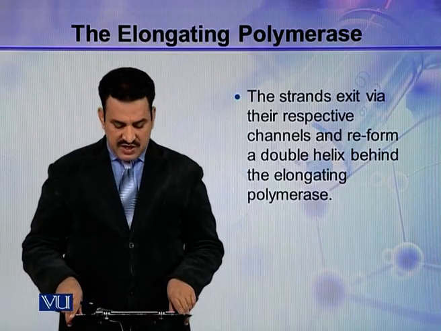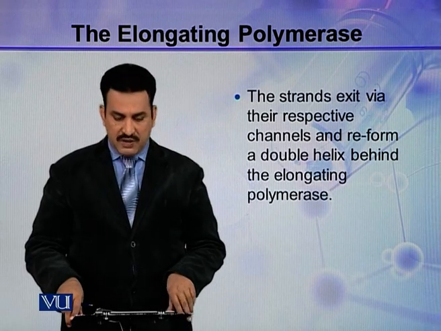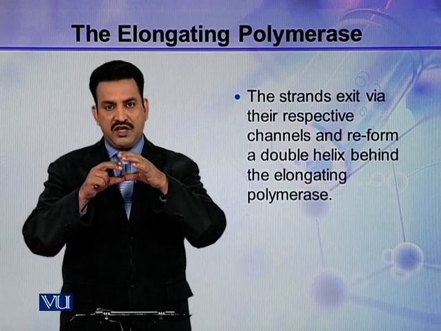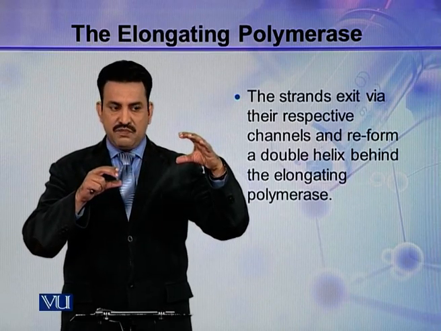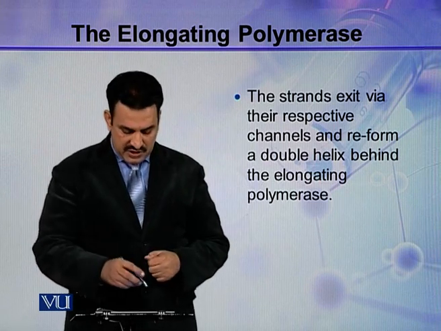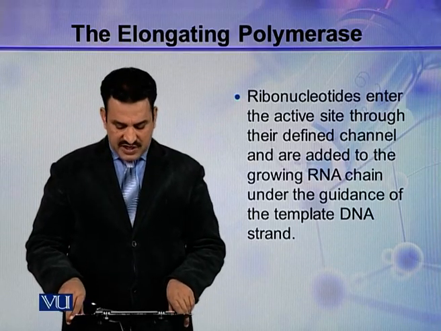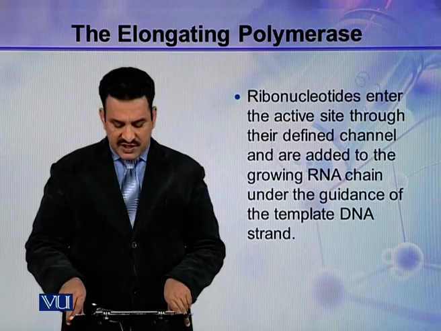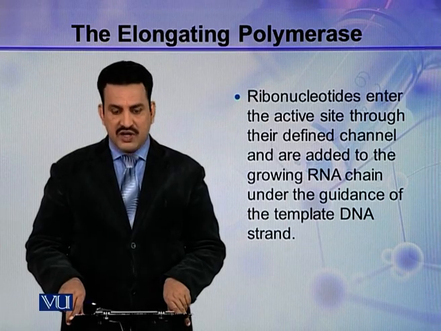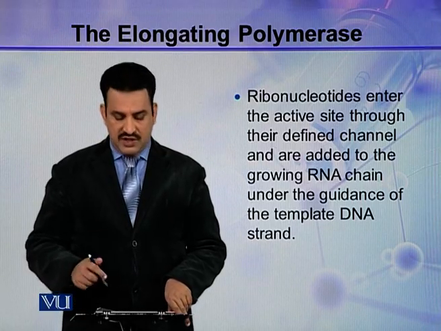These strands exit via their respective channels and reform a double helix behind the elongating polymerase, and then they exit from the channels behind the polymerase. They reform the DNA helix. Ribonucleotides enter the active site through their defined channel, which is the NTP channel, and are added to the growing RNA chain under the guidance of the template DNA strand.